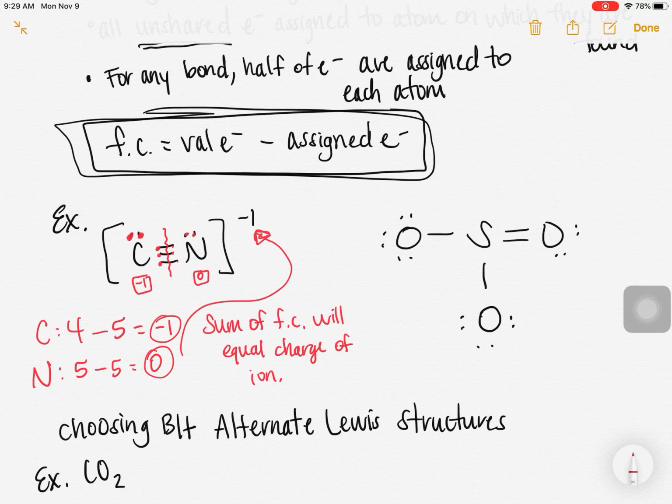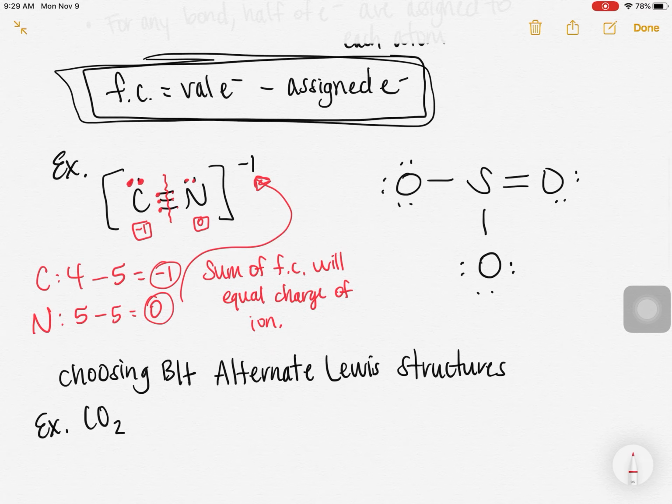If you have a neutral molecule, like in this second example with SO3, then my formal charges should add up to be 0 because the molecule's charge is 0. So you can always check yourself that way. If they don't add up to be 0 and the molecule is neutral, then you have made a mistake somewhere.